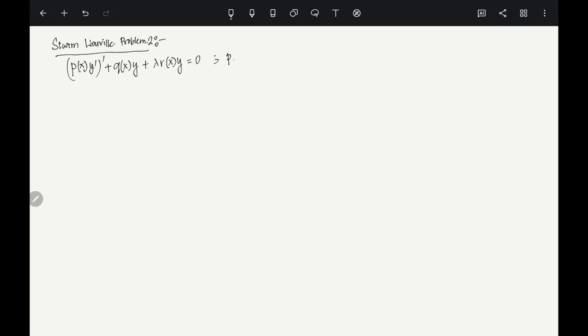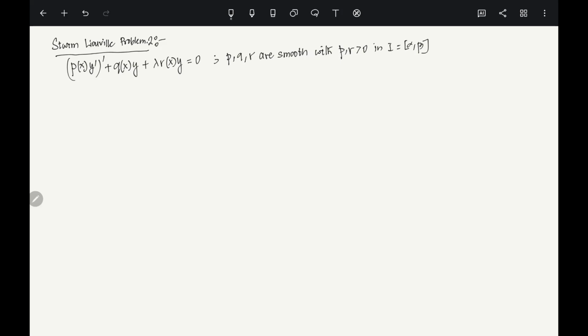And here, what is the assumption? You see, p, q and r are smooth, that is, continuously differentiable, with p and r positive. This is what our assumption is in the interval I, which is (α, β). Now lambda is given to be the parameter. That's just a given quantity, we don't have to worry about it.